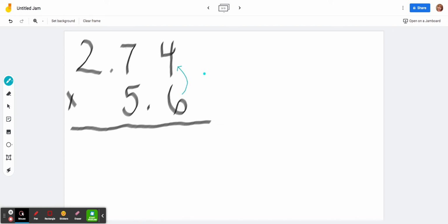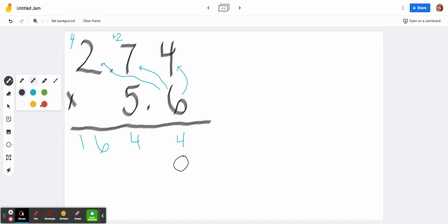6 times 4 is 24, so I'm going to drop my 4, and I'm going to carry my 2. Then 6 times 7 is 42, plus 2 is 44. Drop my 4, carry my 4. 6 times 2 equals 12, plus 4 equals 16. Now I'm finished with my 6 in that ones place there, so I'm going to drop a 0 here.